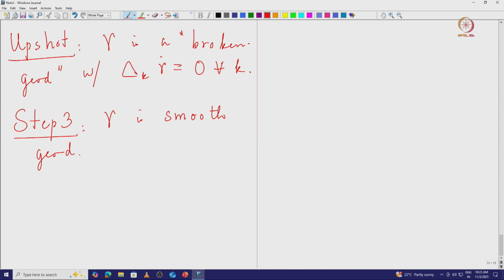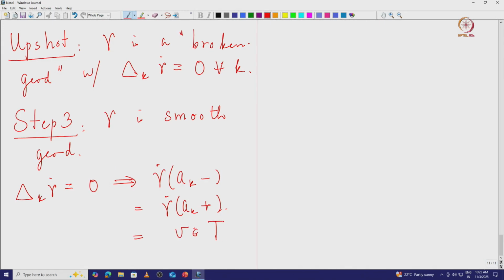Okay. Why is that the case? That is because the jump in the velocity vector being 0 implies that gamma dot of a_k minus is the same as gamma dot of a_k plus. Let us call this vector some v. So this is a vector in the tangent space at gamma of a_k.